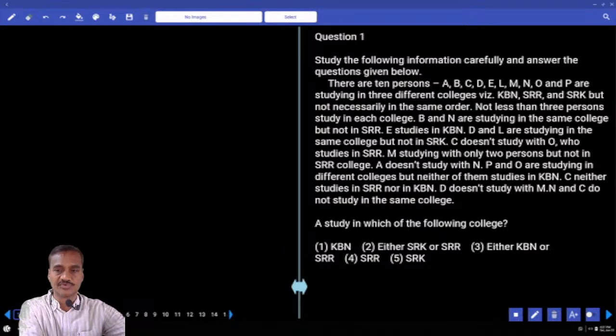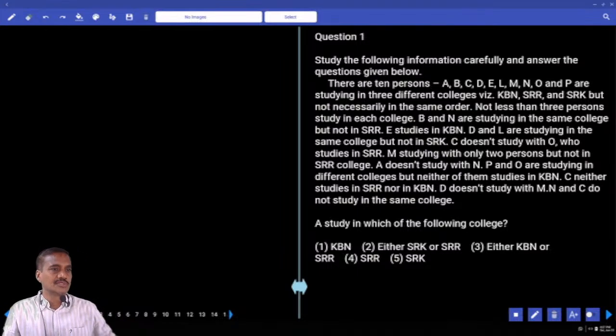Now 10 persons were there, studying in 3 different colleges, and at least more than 1 person studying in each of these colleges. That means more than 1 person is studying in each of these colleges. It comes under common parameter. Then what is the diagram we need to opt for? We need to divide this according to the colleges. Now tell me whether it comes under the first or the second priority. Among the puzzles it comes under the first priority.